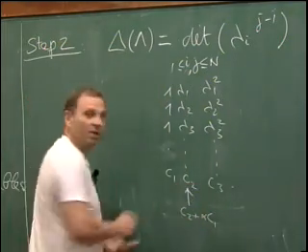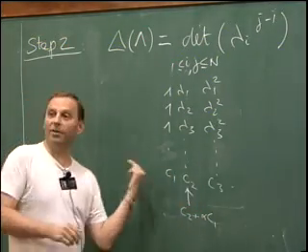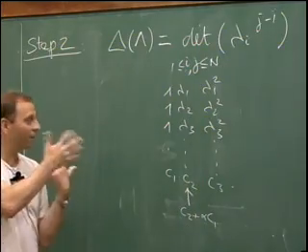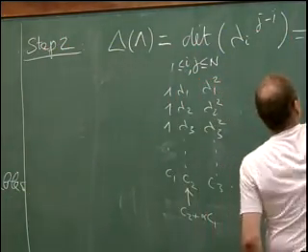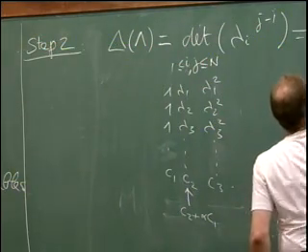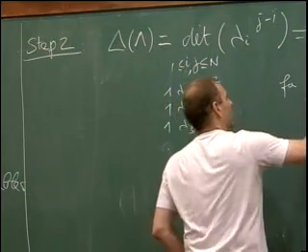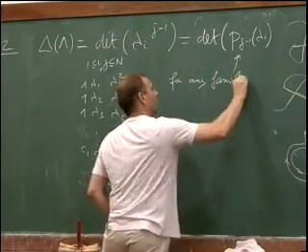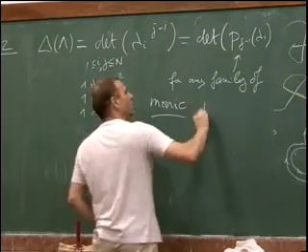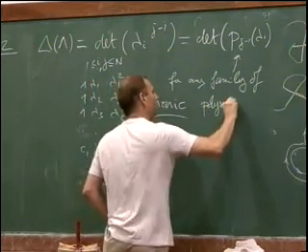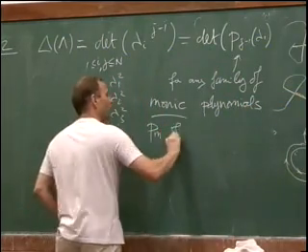Okay, now column C3, I can replace it by any linear combination of itself plus any linear combination of the columns to its left, etc. Meaning what? Meaning that I can rewrite this determinant of p_{j-1}(lambda_i) for any family of monic, and that's very important, monic polynomials, P_m, let's say, of degree m.